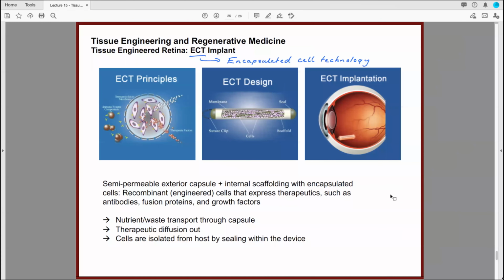They have this internal scaffold with encapsulated cells, and these cells can be used to express therapeutics such as antibodies and fusion proteins and growth factors. So the good thing about using that semi-permeable capsule is that we can change the way that nutrient and waste is transported through the capsule, and we can monitor that therapeutic diffusion out of the capsule, and we can also isolate the cells from the host by sealing them within the device, right? So there is no biocompatibility or rejection issues there because it's not actually touching the host.